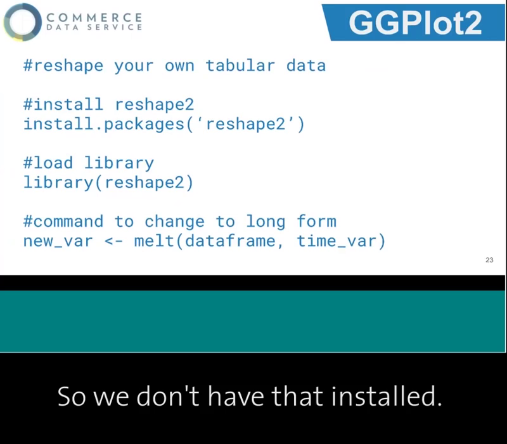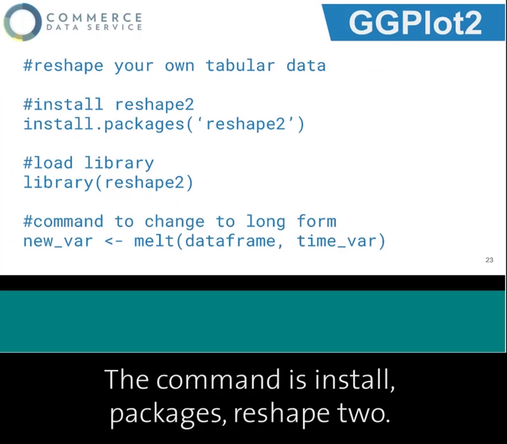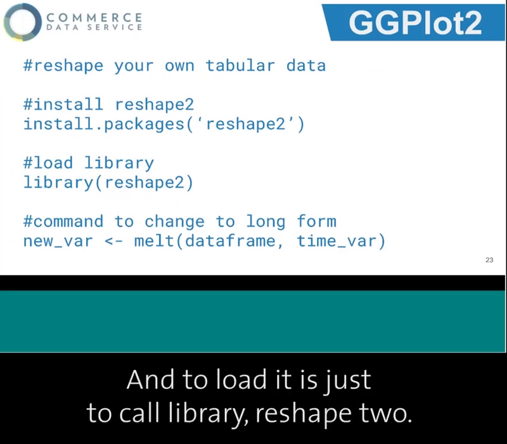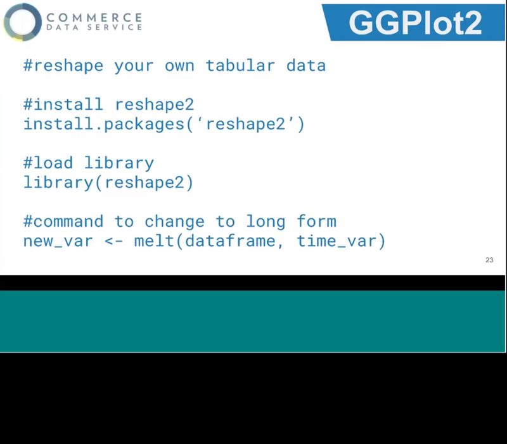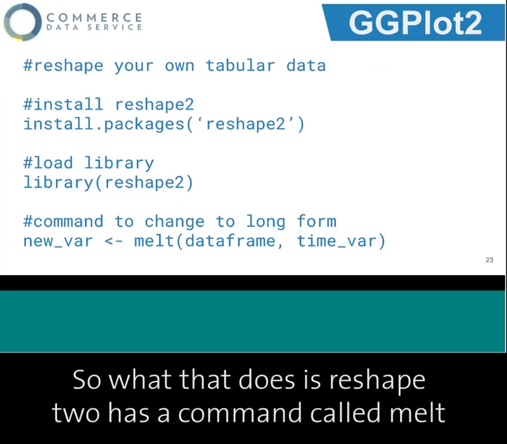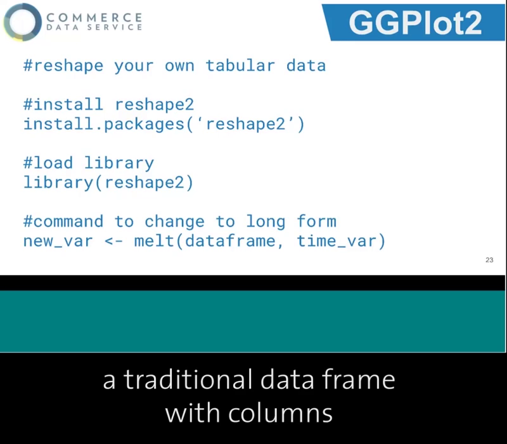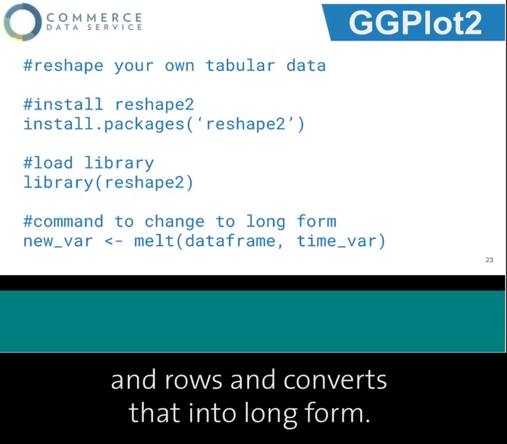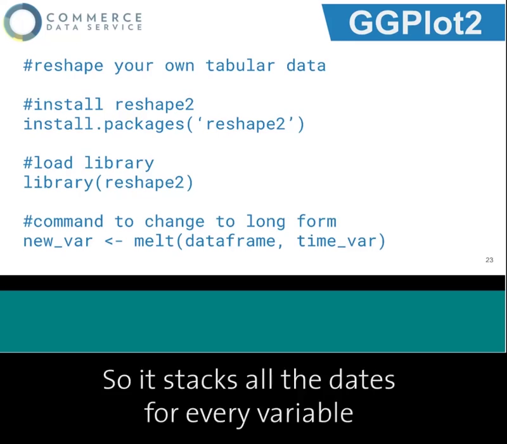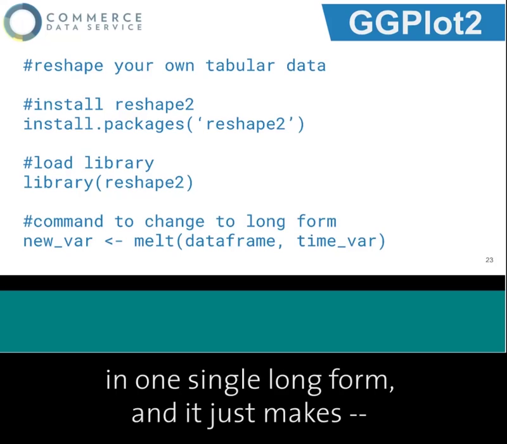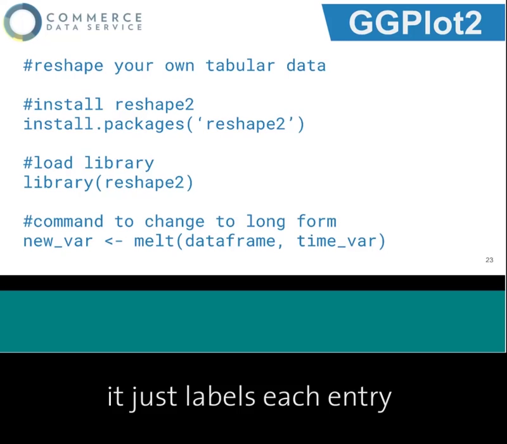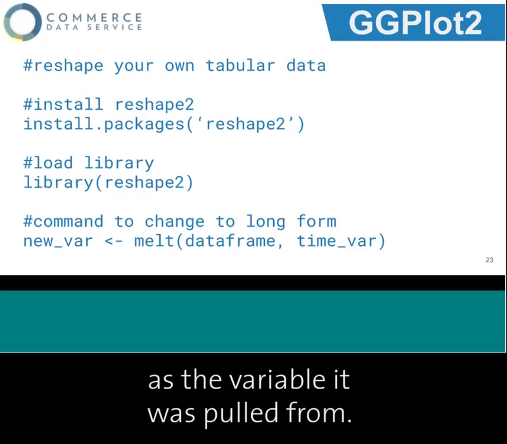If you don't have that installed, the command is install.packages reshape2, and to load it is to just call library reshape2. What that does is reshape2 has a command called melt, and that takes a traditional data frame with columns and rows and converts that into long form. So it stacks all the dates for every variable in one single long form, and it just labels each entry as the variable it was pulled from.